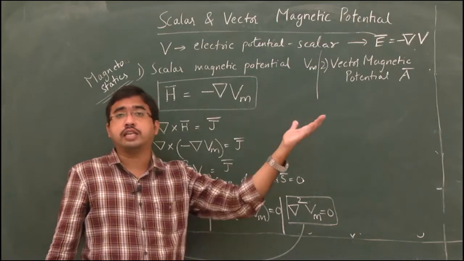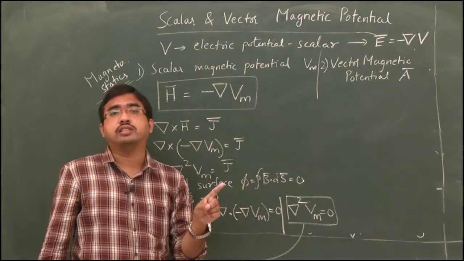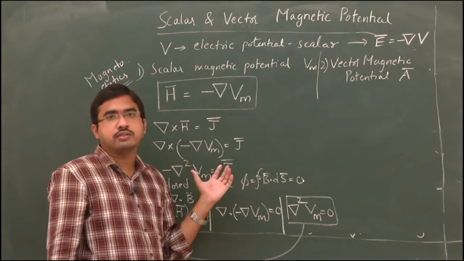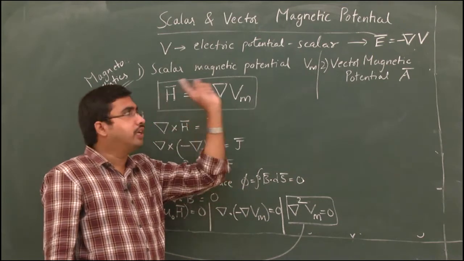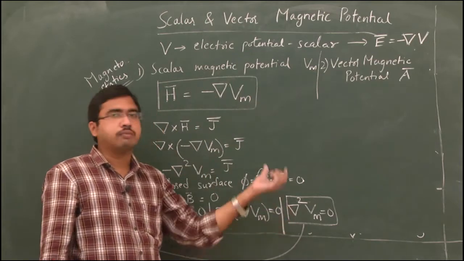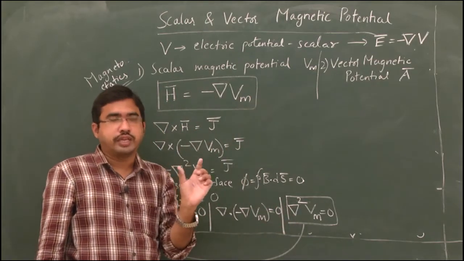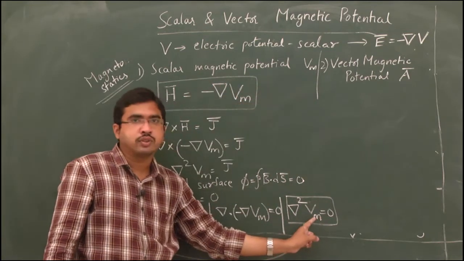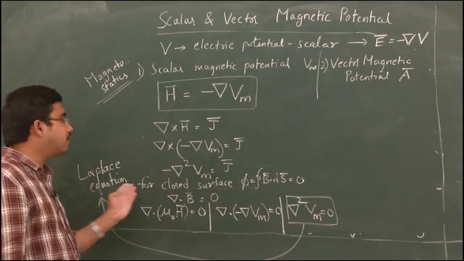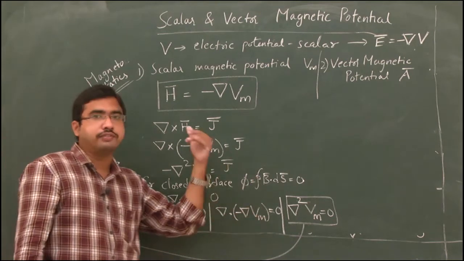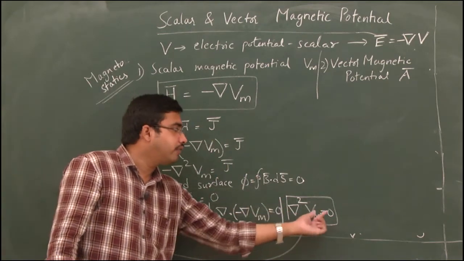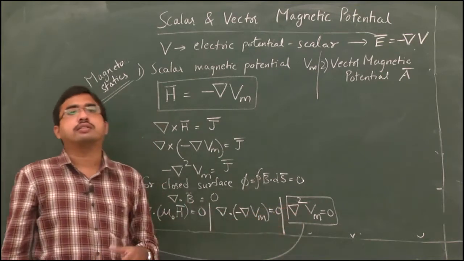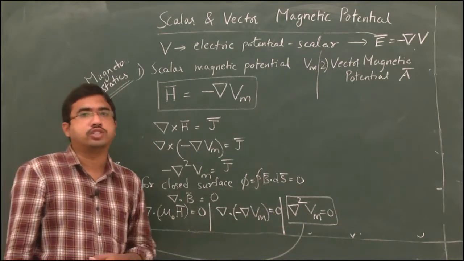Similarly, for electrostatics, the Laplace equation is del square V is equal to 0, where V is the normal potential. Here also, the scalar magnetic potential is Vm. So finally we have got the Laplace equation for magnetic fields as del square Vm is equal to 0, where Vm is the scalar magnetic potential.